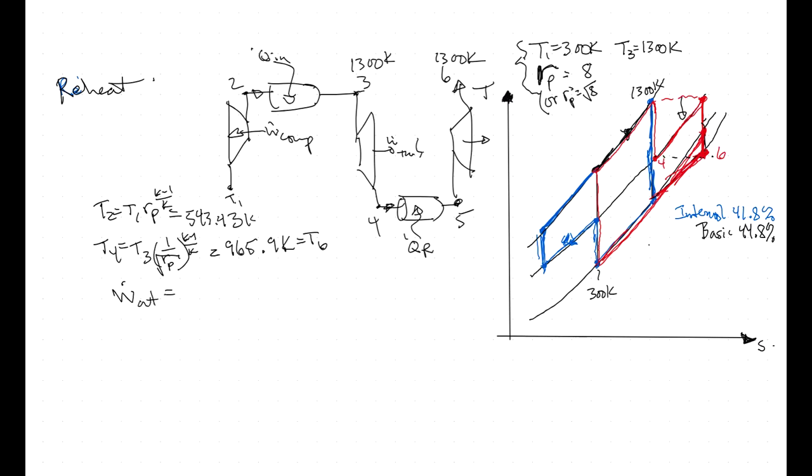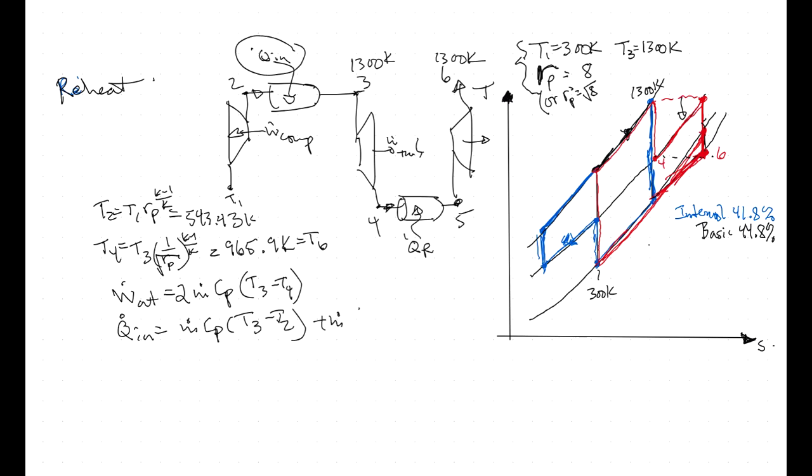It's going to be M dot CP. So the first turbine is T3 minus T4, and then plus an M dot CP T5 minus T6, but 5 is equal to 3 and 6 is equal to 4, so it's just twice this amount. The total heating is going to be M dot CP T3 minus T2, that's for Q dot in, plus M dot CP T5 minus T4.